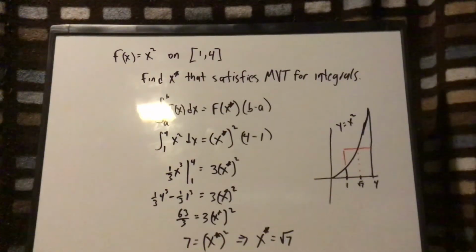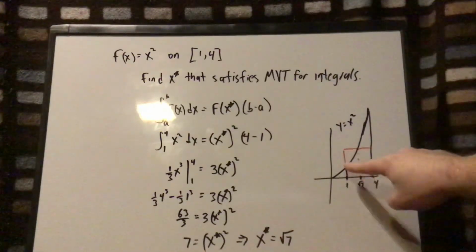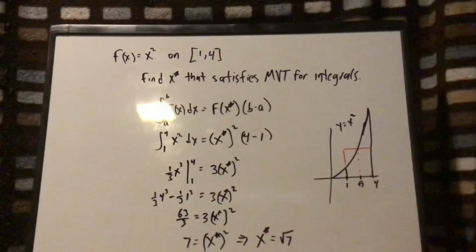Now, the mean value theorem told me that spot existed. It didn't tell me what spot it was, but by using the formula, I could find it. So the x star, the spot that fulfills the mean value theorem for integrals, that basically the spot that makes this rectangle the same as the area under the function, is the spot radical 7. And radical 7 is on the interval. Radical 7 is greater than 2 and less than 3, so it's somewhere between 2 and 3. So it's definitely on the interval from 1 to 4.